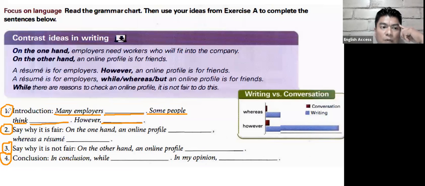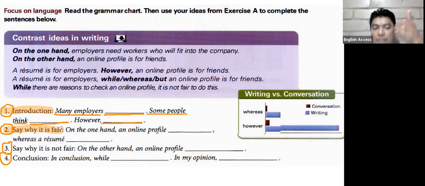So for step number 1, introduction. You have to write, many employers hire a lot of people. Some people think it's good. However, some people don't want a job. I don't know, whatever you think. So that's what you have to write. Step number 2, say why it is fair.